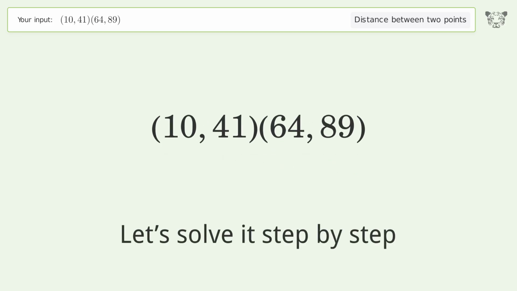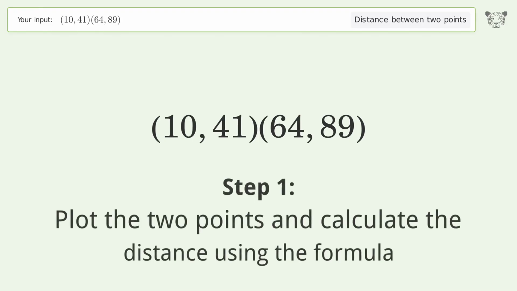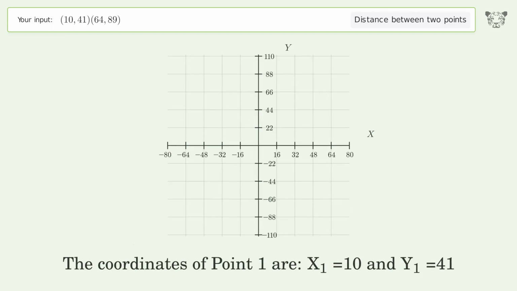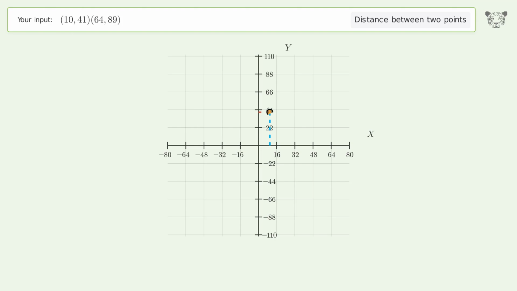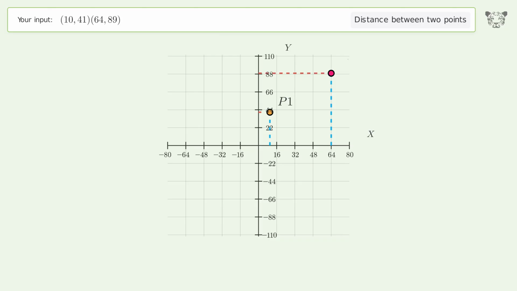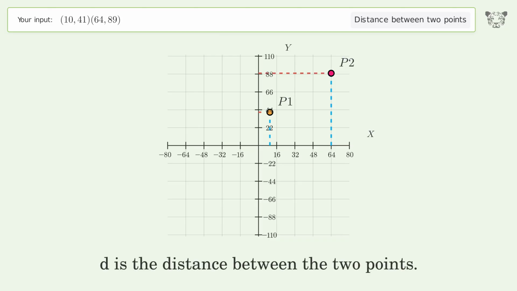Let's solve it step by step. Plot the 2 points and calculate the distance using the formula. The coordinates of point 1 are, x1 equals 10 and y1 equals 41. The coordinates of point 2 are, x2 equals 64 and y2 equals 89. D is the distance between the 2 points.